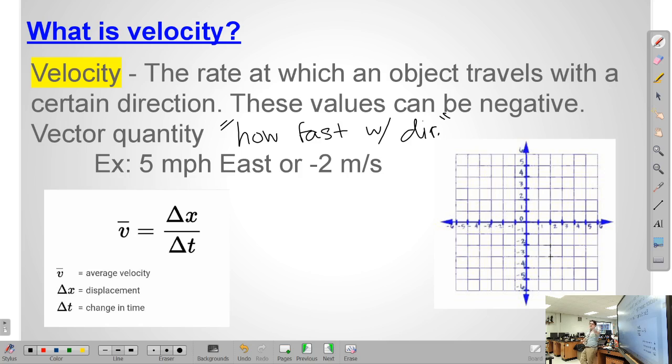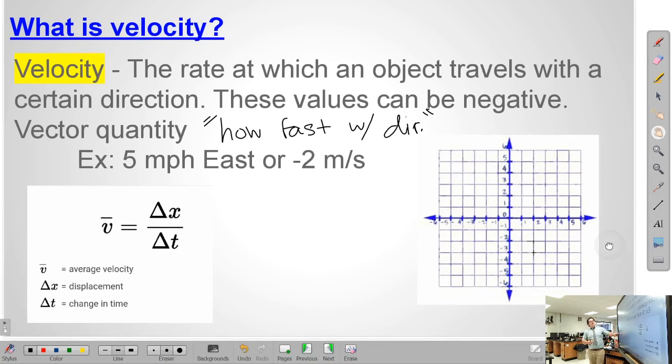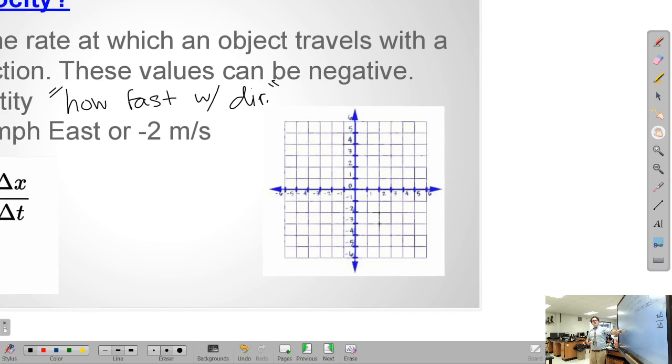I'll be there in a second. I haven't got there yet. So velocity is how fast you're going with a direction. Speed is how fast something is going. Is that the difference between speed and velocity? Correct. Velocity has direction. Speed does not.